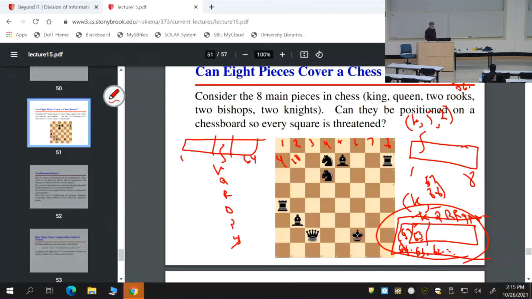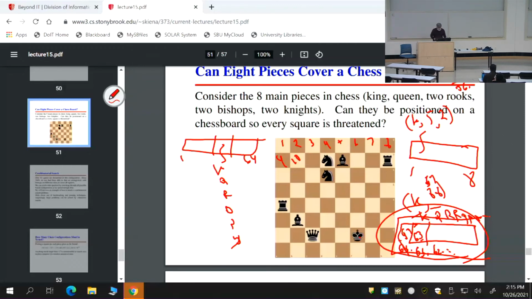Is there anything else that I can do to reduce the size of my search space? Okay? Again, the goal here has got to be I don't want to search any configuration more than I have to. Does anybody have any ideas?